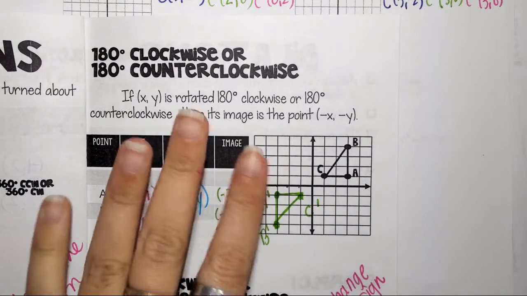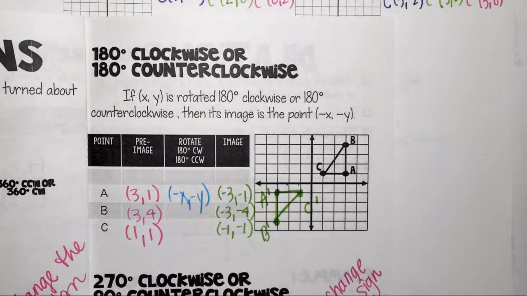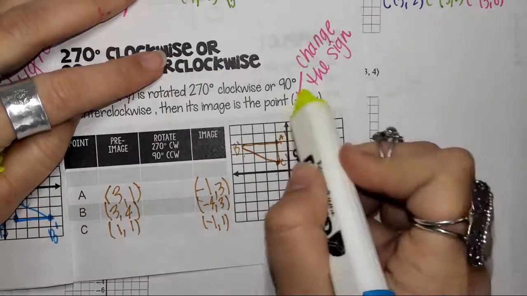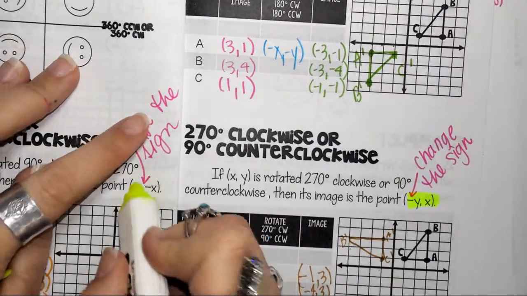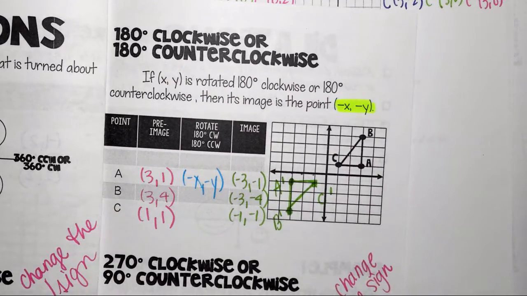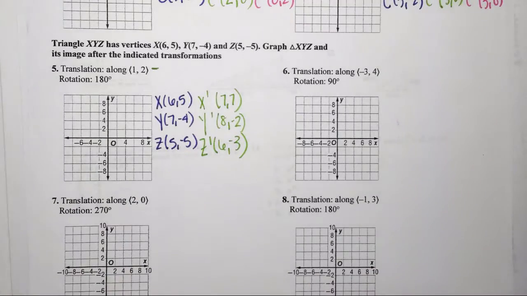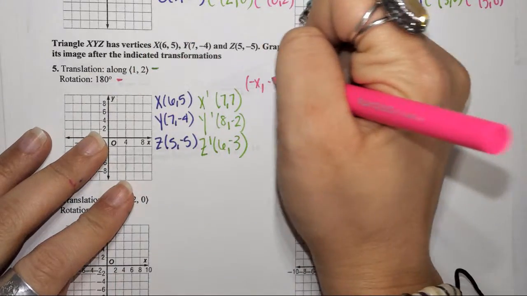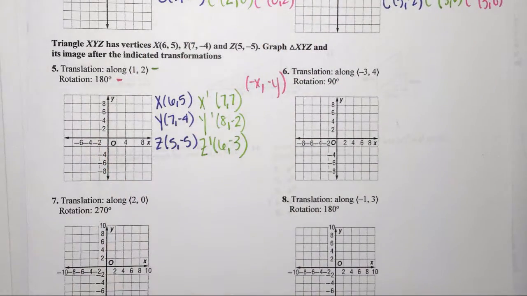Okay, so what are we going to do with our values? If you don't know where to look, it's right here, and right here, and right here. So what are we going to do to our values? Make them both negative. So we change the x, change the y. That's going to be my pink. Now, are we changing those values from our original or from our translation? Translation.